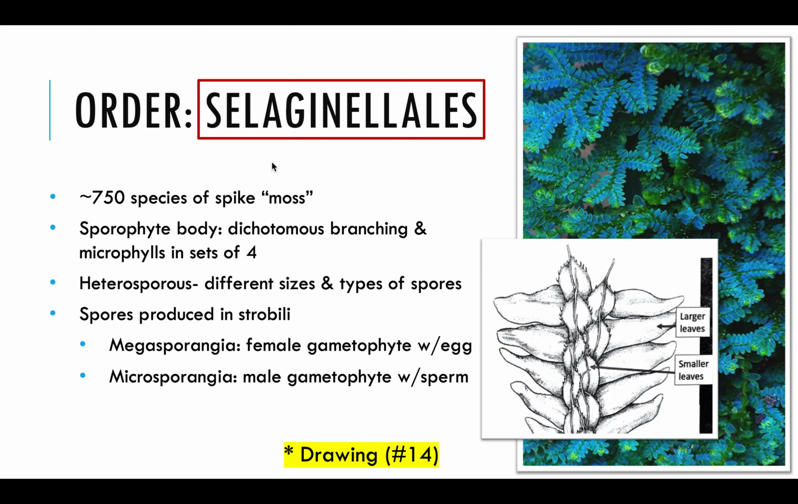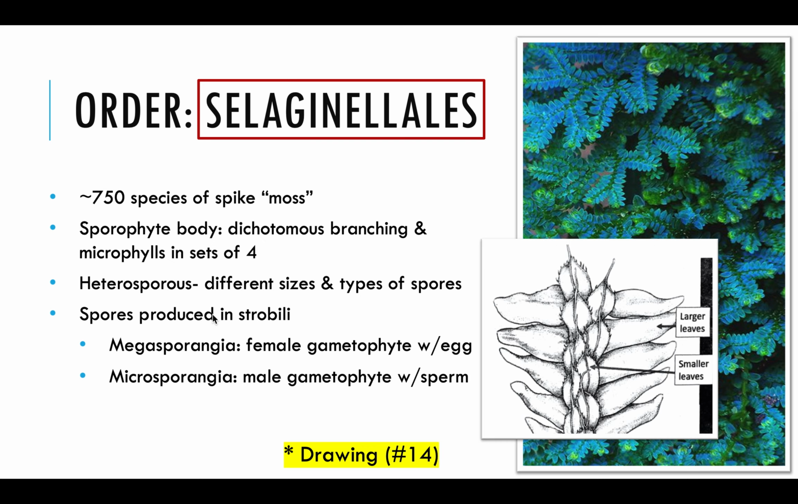Selaginellas. So Selaginellas are spike mosses, right? So they exhibit dichotomous branching, and they have their small leaves, their leaf-like structures in sets, okay? So you have a larger leaf set, and you have a smaller leaf set in the middle. So you will need to draw this. This is drawing number 14, I believe, in your lab exercises. If my numbers are off a little bit, don't mind that. Just go back and find about where you think this should go, but it should ask you to draw the leaf branching in Selaginellas. So these are heterosporous, meaning we have different sizes and types of spores.